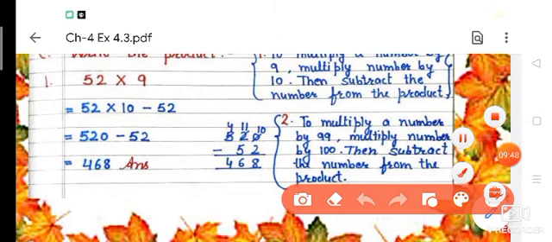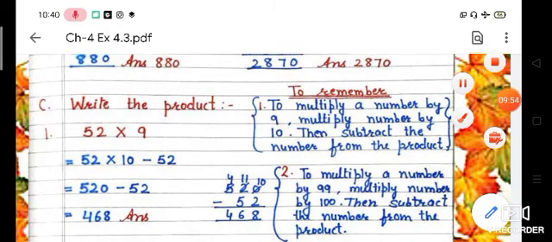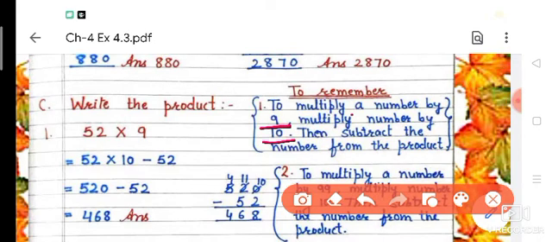To multiply a number by 9, okay, see here. To multiply any number by 9, what do we have to take? We have to take the help of number 10. We are not taking 9, we are taking help of 10. Okay, if it is 99, then we are taking help of 100. Clear?